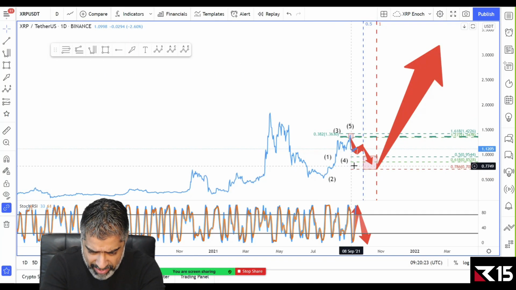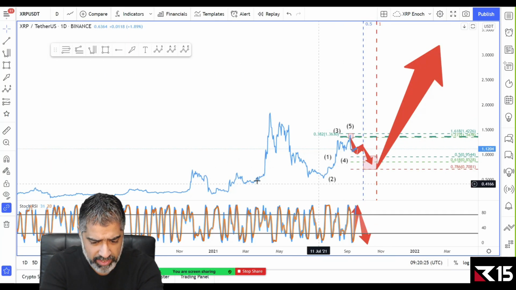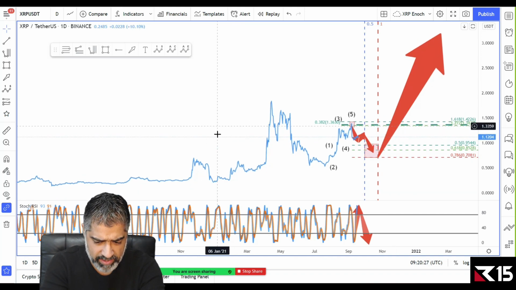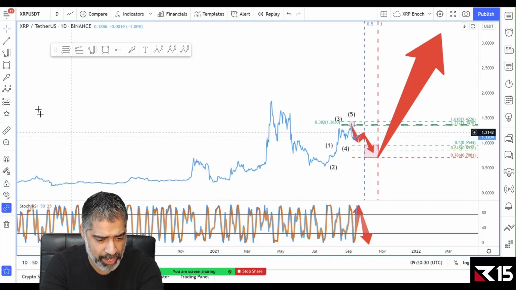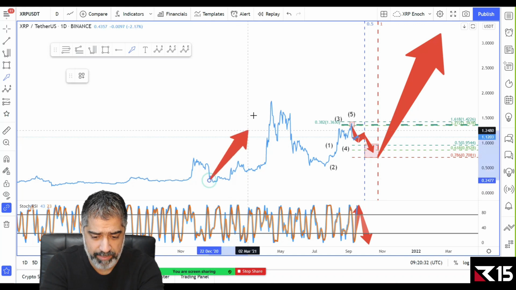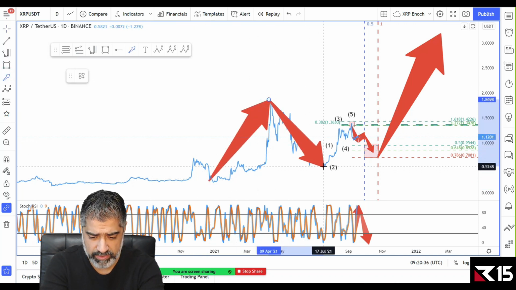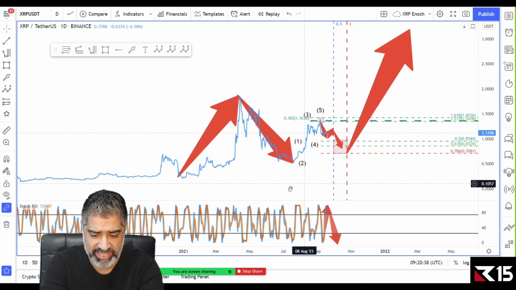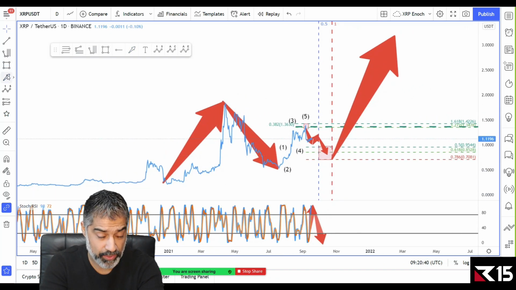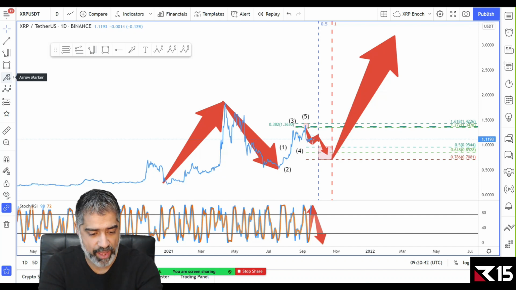So there you have it. Be aware of the downward movement, but then over on a macro picture, what I'm seeing is a wave 1, a wave 2 on a macro picture. And then this down here looks to me like on a lesser degree count.